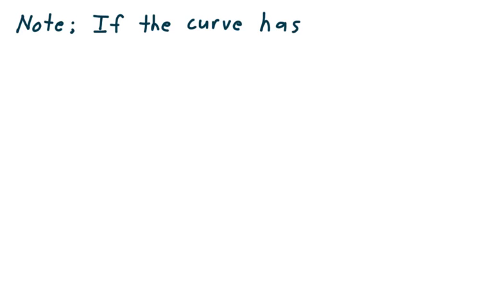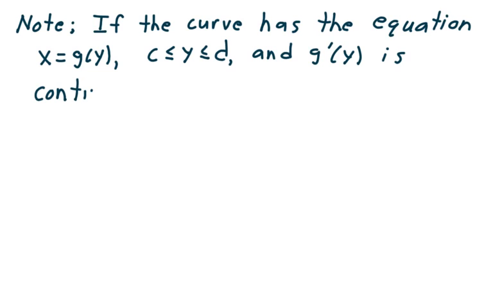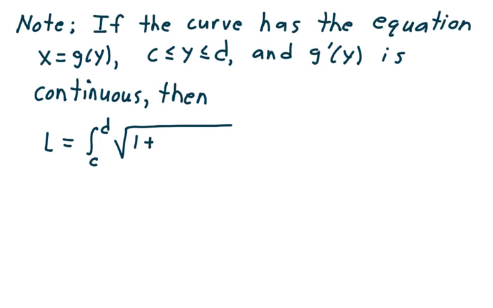Note, if the curve has the equation x equals g of y, where c is less than or equal to y, which is less than or equal to d, and g prime of y is continuous, then L is going to be the integral from c to d of the square root of 1 plus g prime of y to the second power dy.